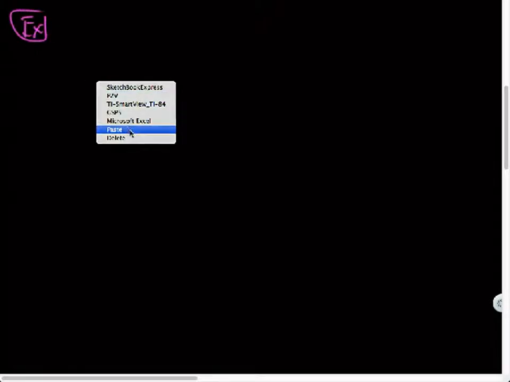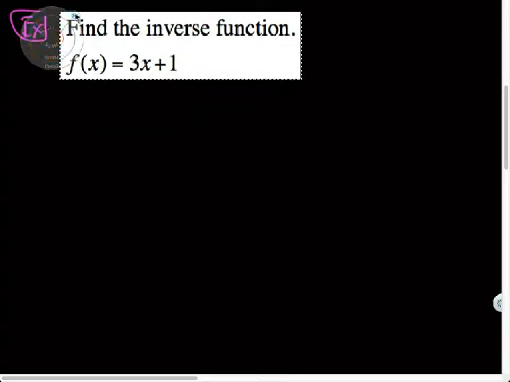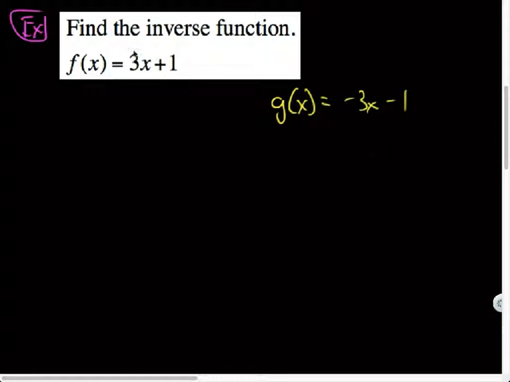So let's take a look at this example A. Example A, find the inverse function. So if f of x is equal to 3x plus 1, what do you think g of x would have to do? I'm going to put g of x over here. If g of x is the inverse, negative 3x minus 1, do you think that would undo all of that?